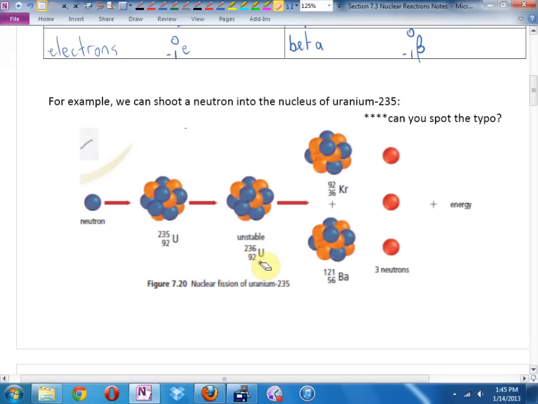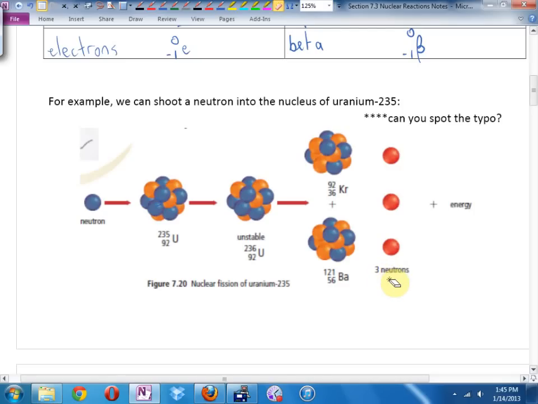It'll split. It'll split into, what's KR? If you have your pink sheet out. Krypton. Krypton, yes, you thought Superman. No, it's not made up, there's actually an element called krypton. Not kryptonite, but krypton. And barium. I wrote here, can you spot the typo? There is a typo here. Oh, you get a couple of more things, by the way. You get it splitting into krypton, barium, and what else?